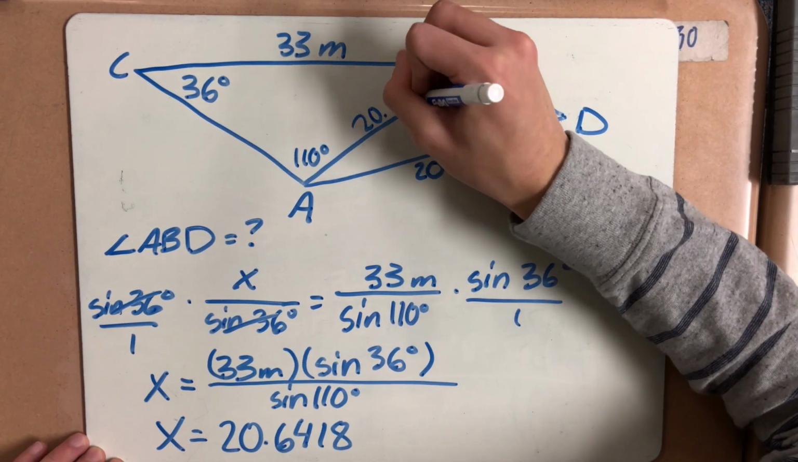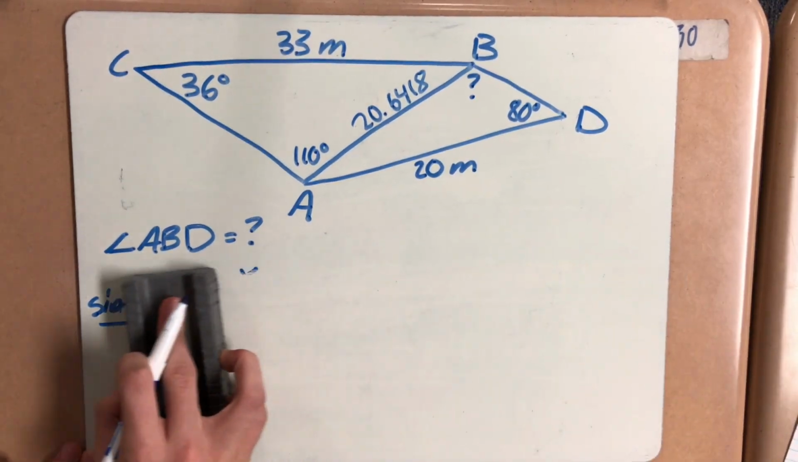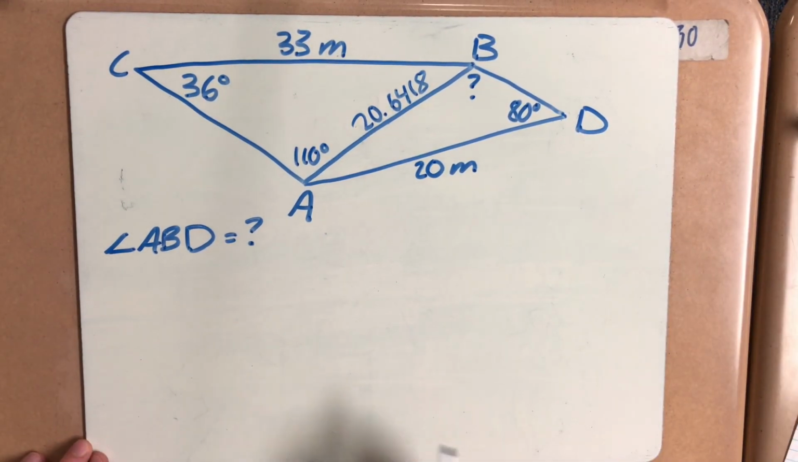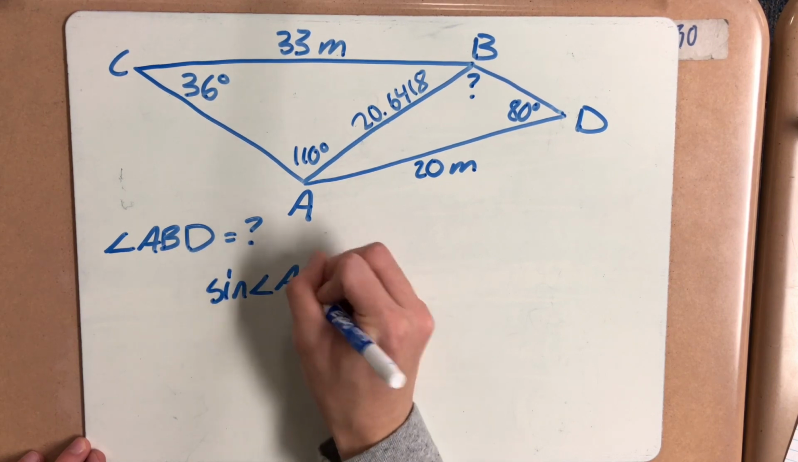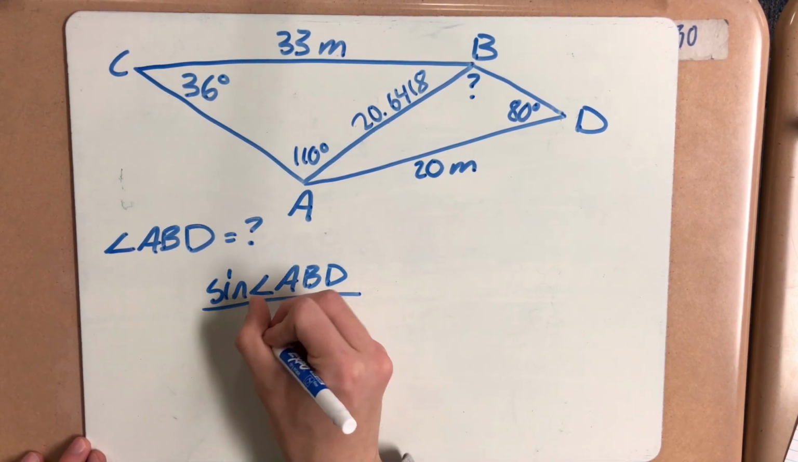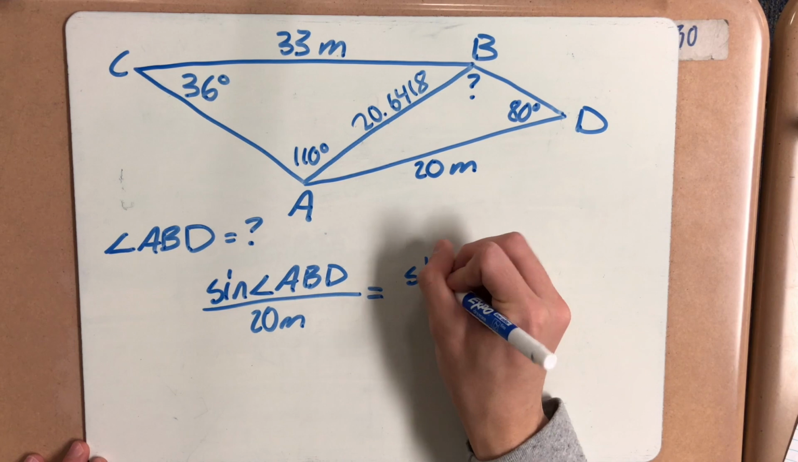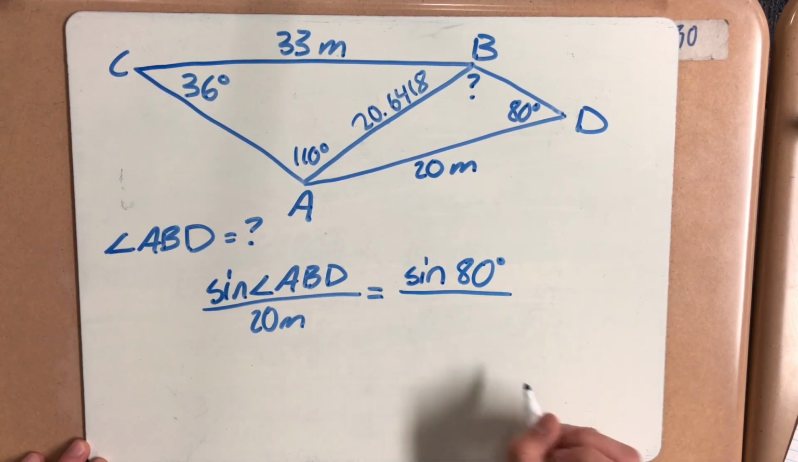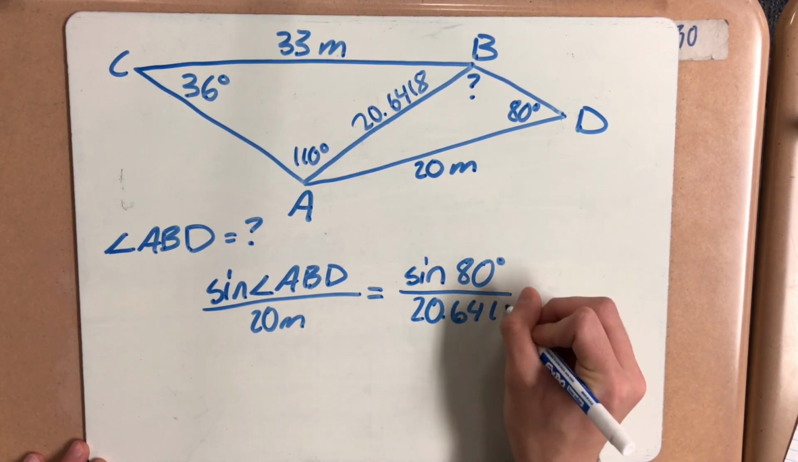Now that we have side length x, we can use the law of sines in order to find the angle of ABD. So we set up the proportion to be sine of angle ABD over 20 meters is equal to sine of 80 degrees over 20.6418 meters.